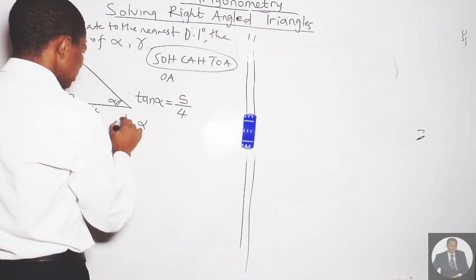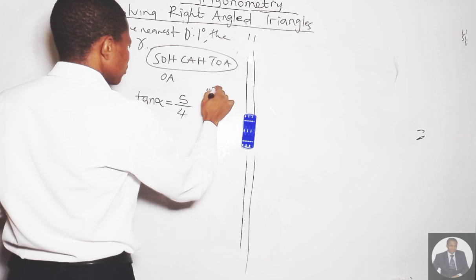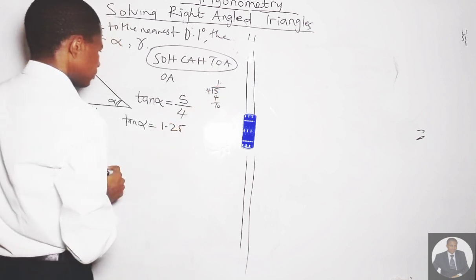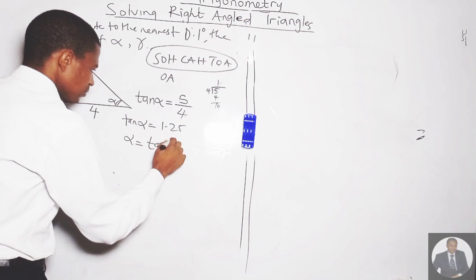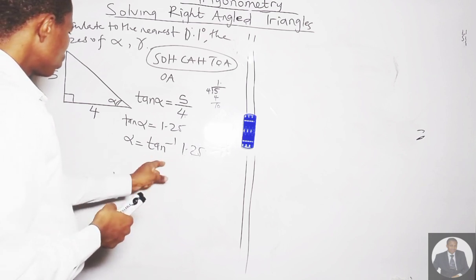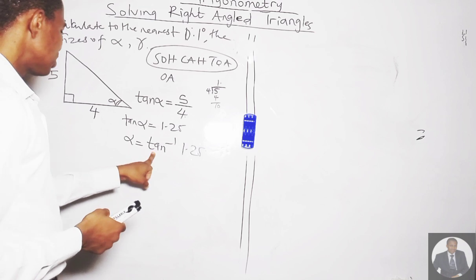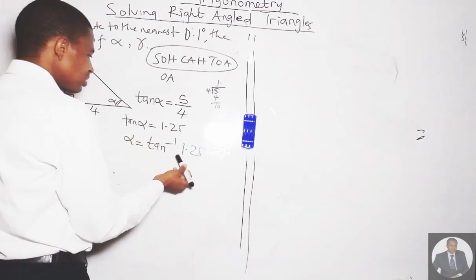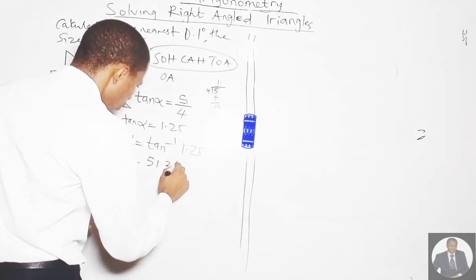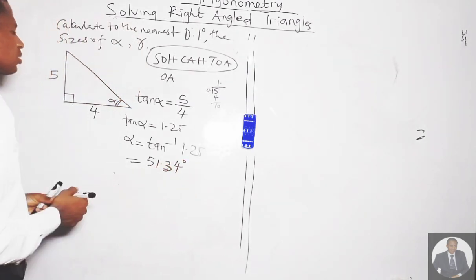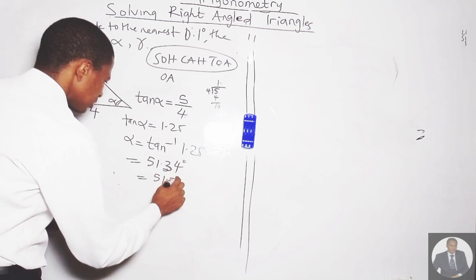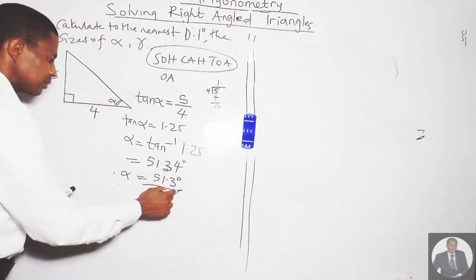So tan alpha is 5 divided by 4, which gives us 1.25. In our four-figure table, we go under tangent of angles and look for the figure that corresponds to 1.25, and that gives us 51.34 degrees. It said calculate to the nearest 0.1 degree. That's 51.3 degrees. So alpha here is 51.3 degrees.